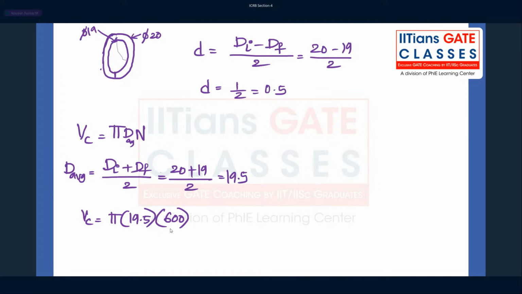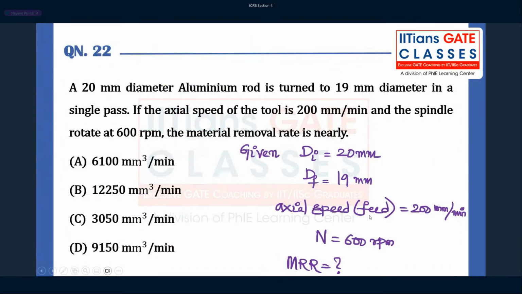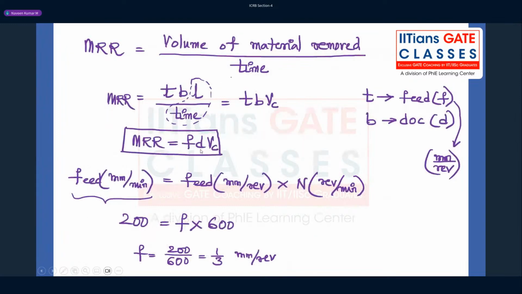Now I'll substitute all the values. Finished. So if you see here, MRR is F, D, V_c.